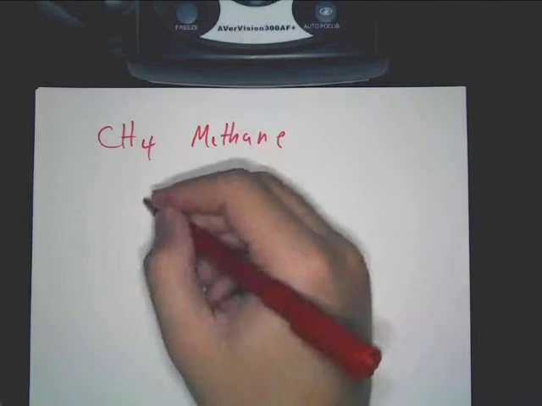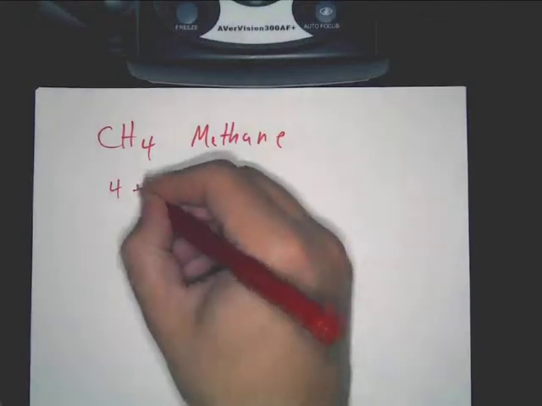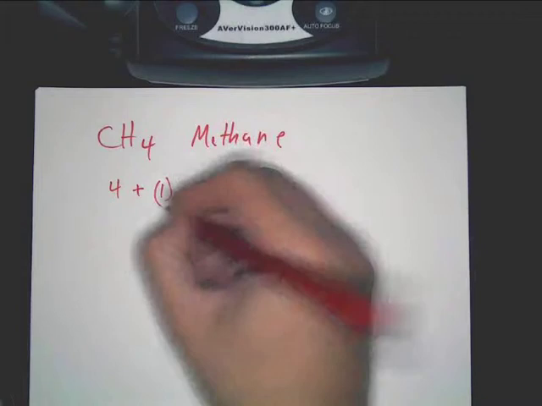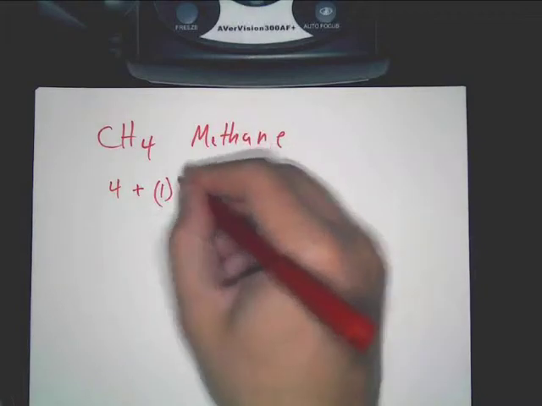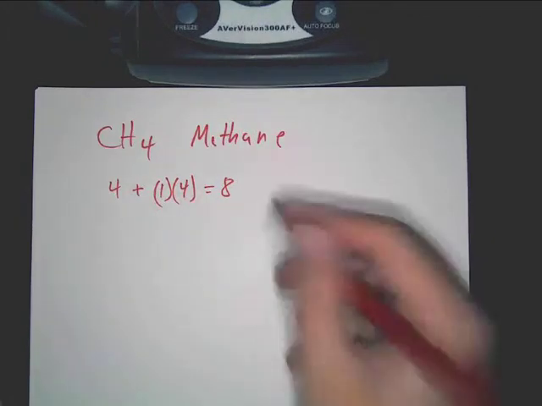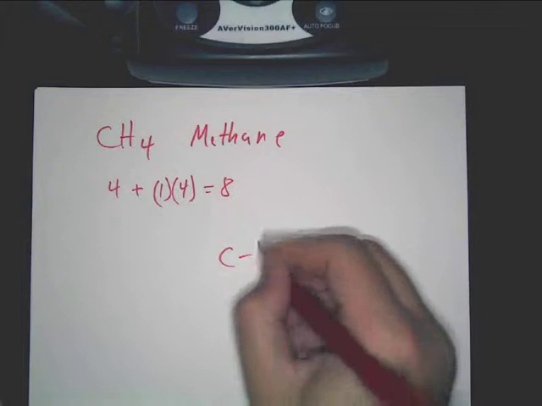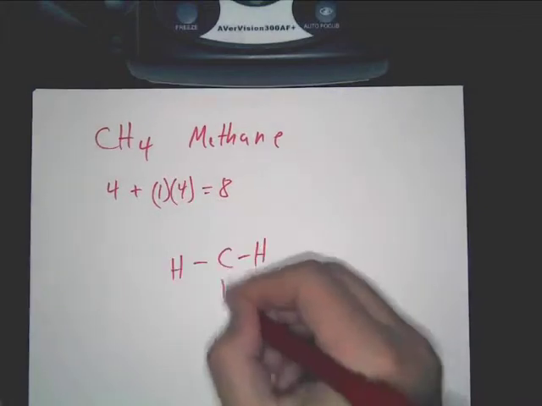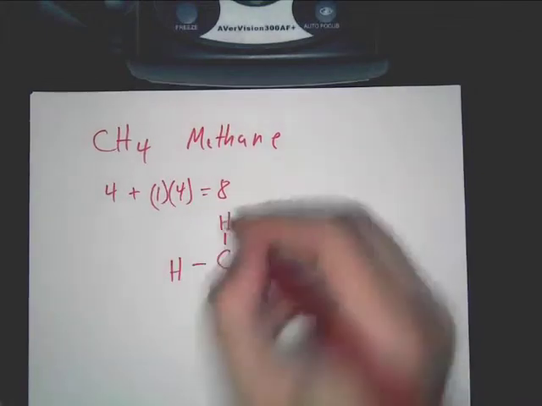So all you do, first thing, you find the valence. Carbon's got 4, hydrogen has 1. How many hydrogens do we have? 4, so a total of 8. There's no ionic charge. Methane's not an ion. So what you do here, central atom, you just go like that. Do you see why carbon would be in the middle?